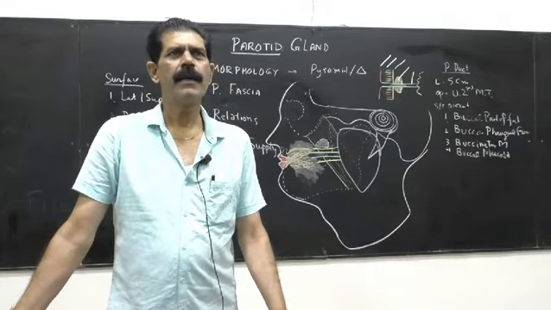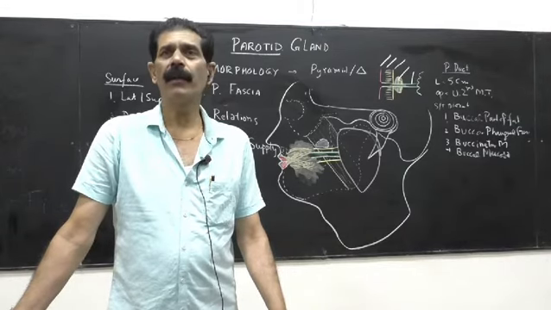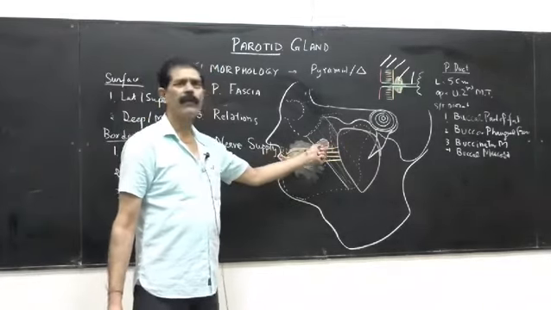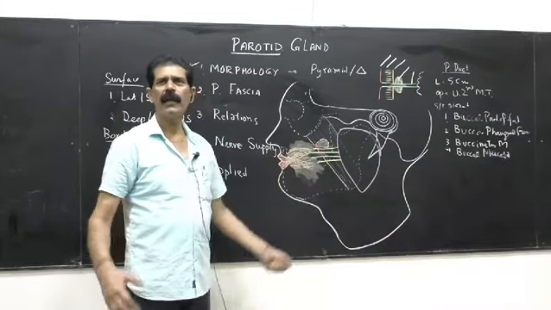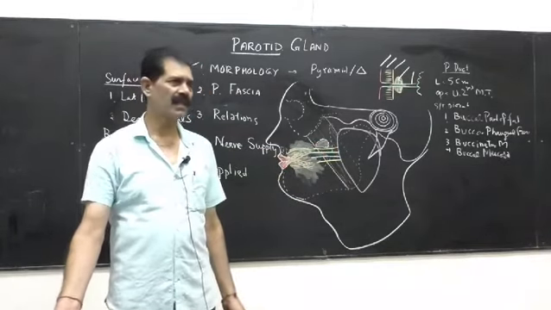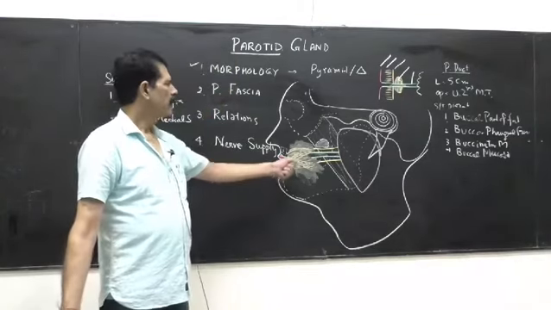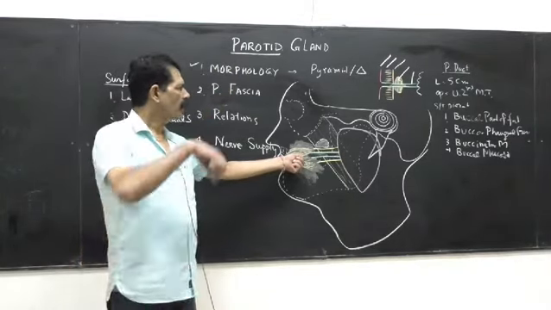This is called the pyramidal lobe of the parotid. A small triangular lobe detached from the main gland may be found. It is because of the developmental, embryological basis of the parotid tissue. So you have to write down the relations.